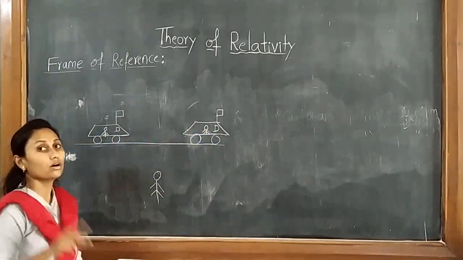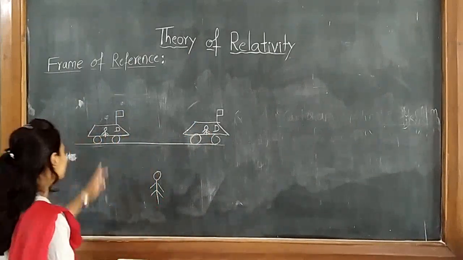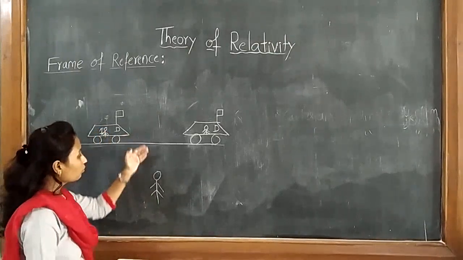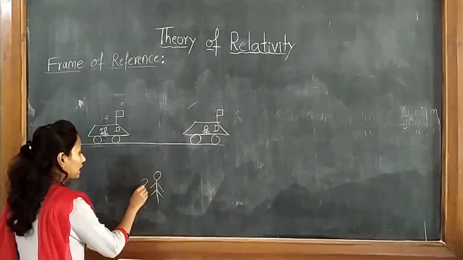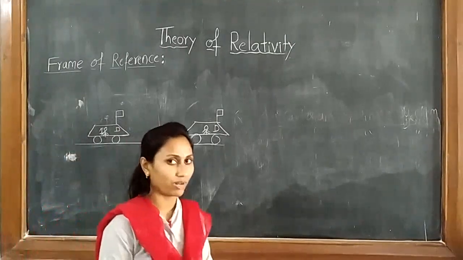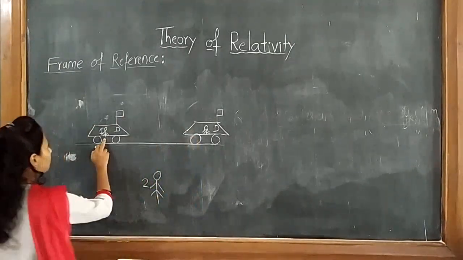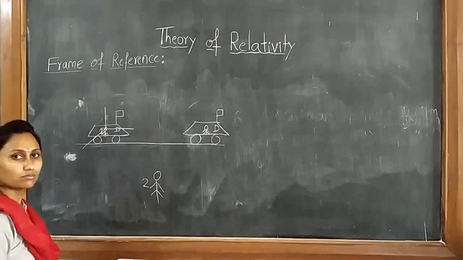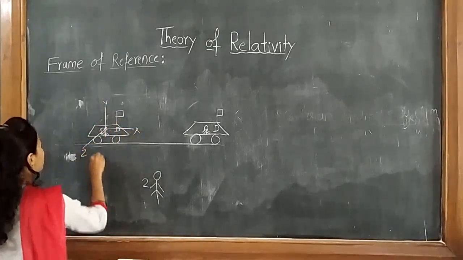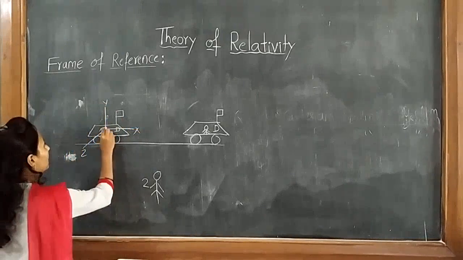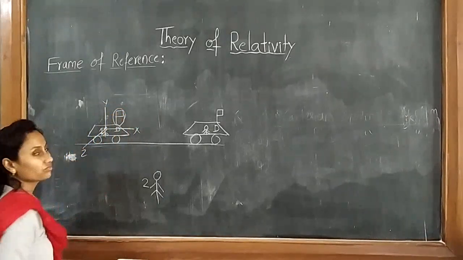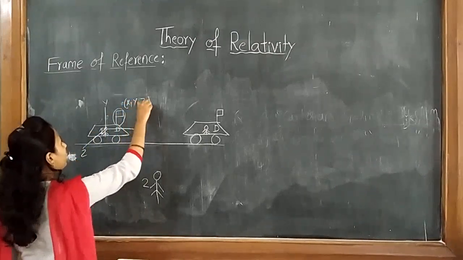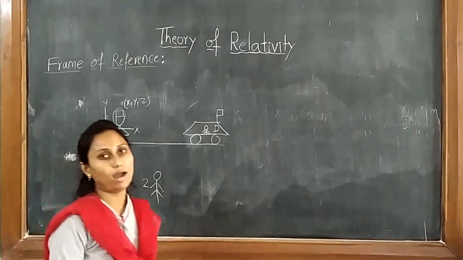Now here we are using two frames of reference. One is this person, acting as the first frame of reference, and the person who is outside the road is acting as the second frame of reference. Now as the first frame of reference, he should contain three coordinate axes, x, y, z. By using these three coordinate axes, he will find the position of the flag. First he finds the position of the flag, and that position is x, y, z.